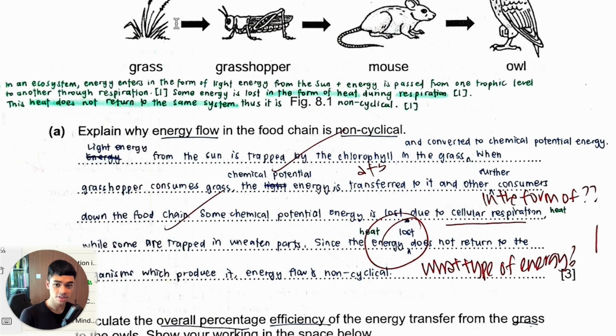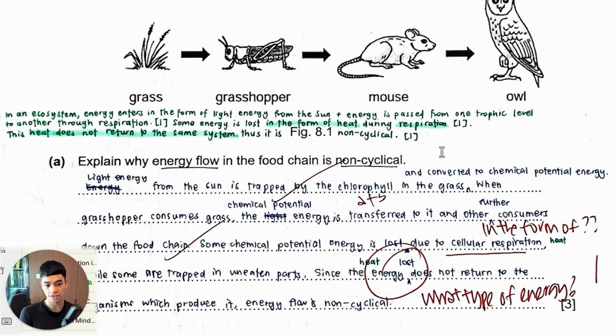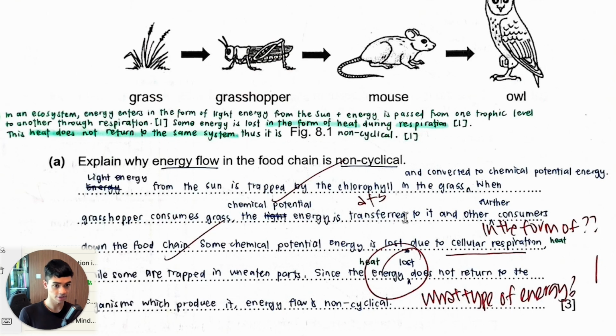So the producers, yes, they produce food for the rest, but in terms of energy, they don't really produce energy. No one here produces energy, right? They just pass along the energy, convert it, and then pass it along. So I wouldn't phrase it like that. I'll say that the heat energy is lost and cannot be reused, right? That's a good word to use. It cannot be reused by the organisms anymore. It does not re-enter the food chain.